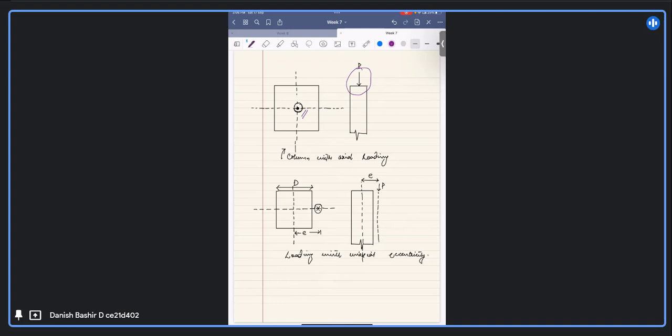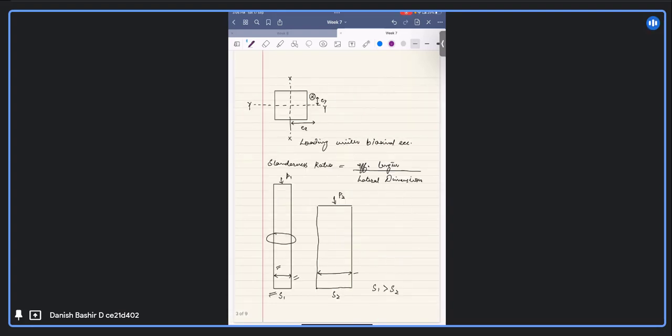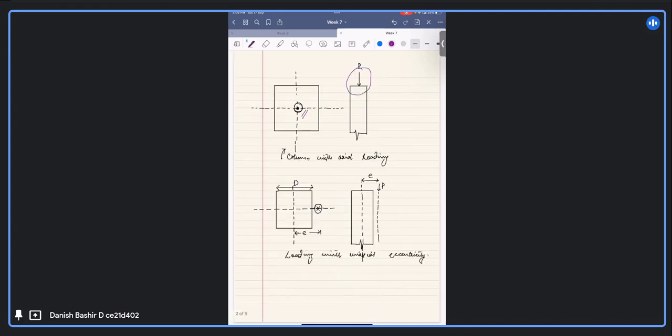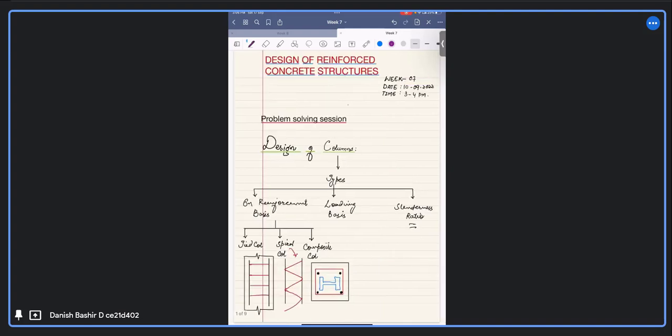There can be moments in only one direction. We can treat it as a uniaxial eccentricity, and the resulting moment will be uniaxial only. And we can treat it as a biaxial moment also. Here the eccentricity is with respect to the x-axis as well as the y-axis, major axis and minor axis respectively. So we have to first analyze this column and come out with its strength, and then we have to design it according to that.